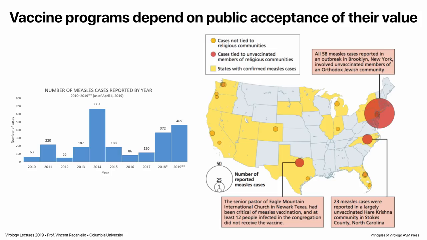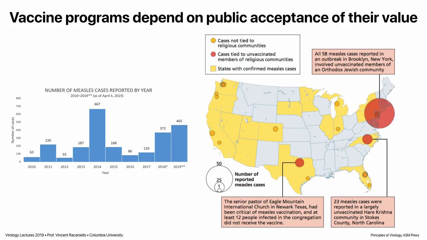Here are some examples of outbreaks in the US. This slide is a couple of years old, but it shows measles outbreaks in different areas of the US. And often they're in religious communities. Here we have an outbreak in Brooklyn in an Orthodox Jewish community. We have an outbreak in a Hare Krishna community in North Carolina.